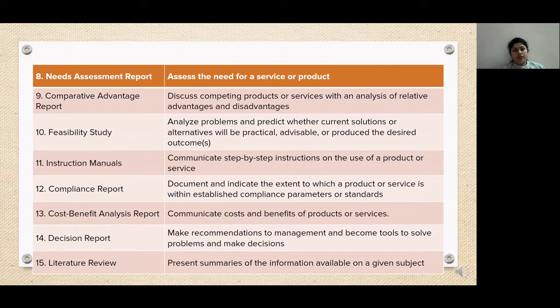Okay, then we have literature review. What is literature review?